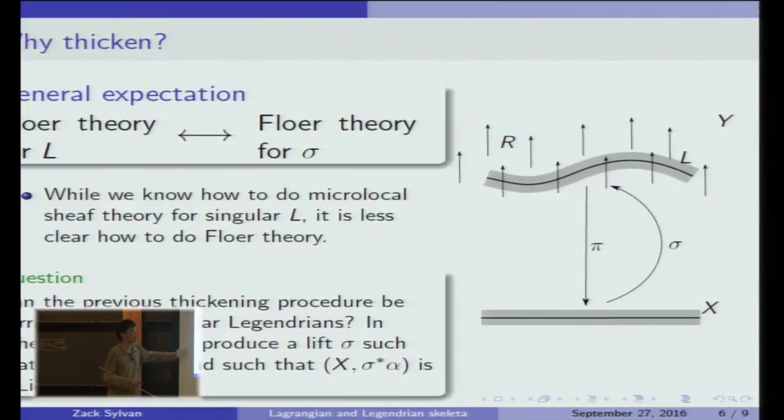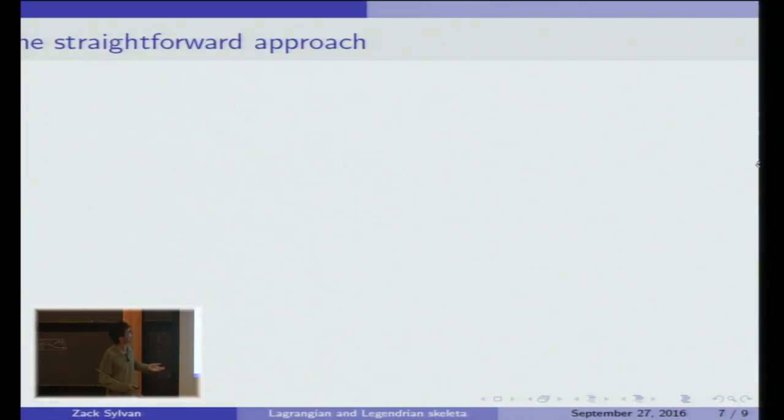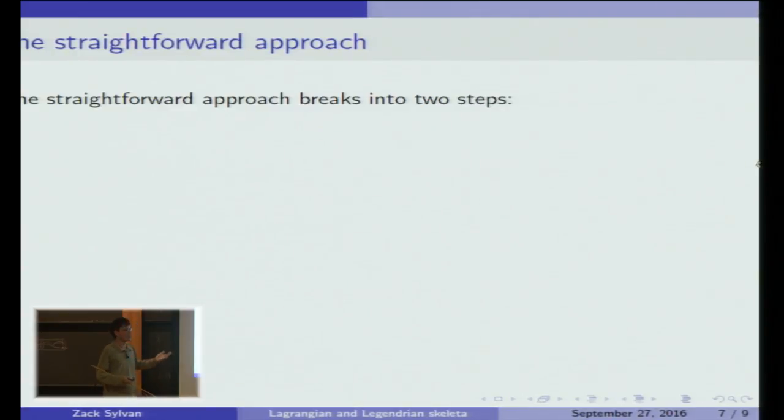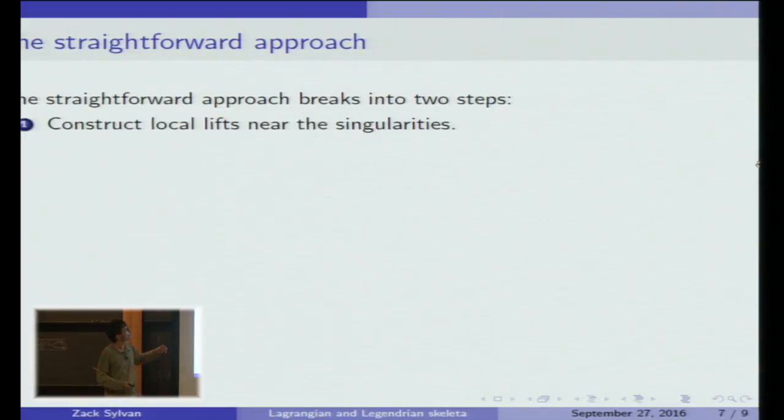Okay, so I'm going to say right now, I don't know the answer to this question. I don't even know any theorems towards this question, but I think it's a question that's worth thinking about. So how would you try to approach this? Well, if you try to do the straightforward thing, there are 2 steps. First, you can try to construct local lifts near each of the singularities. And then you can try to patch those lifts together.